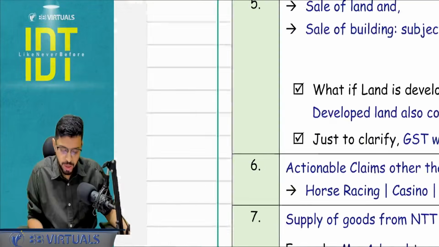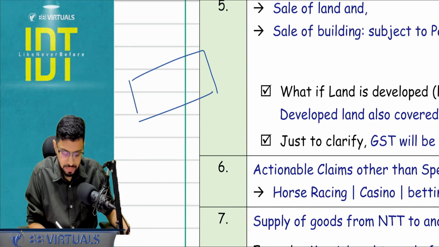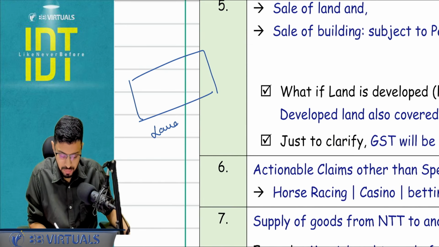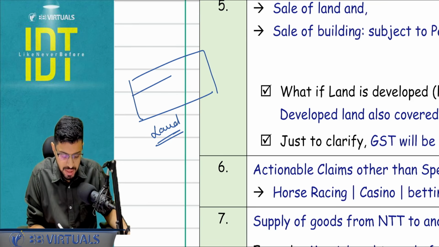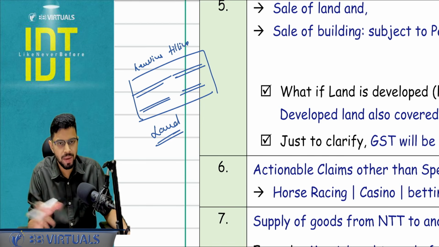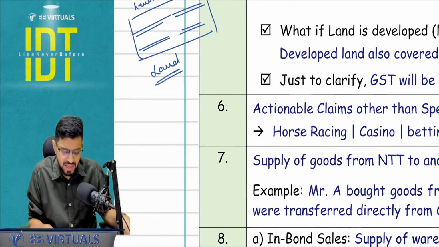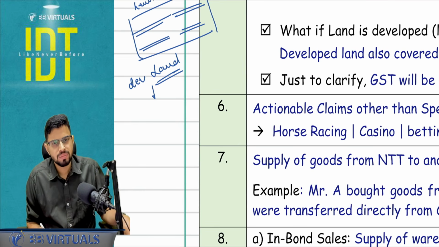Now my small query to you. This is a land on which I am getting it developed. Develop means I am, let's say, putting a drainage system in place, pipelines. I am leveling it, tilling it, clearing all the garbage. I am developing the land. And if I sell a developed land, is it still under non-supply?